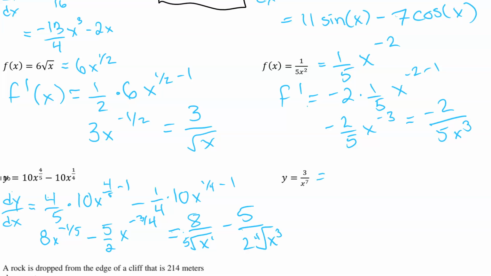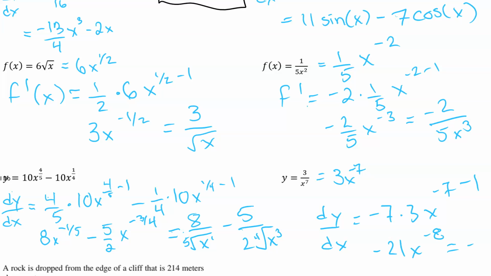All right, last one, rewrite it on the numerator or up top with a negative exponent. Do your derivative. You've got negative 7 times 3, x to the negative 7 minus 1, or negative 21, x to the negative 8, or negative 21 over x to the 8th. All right, go ahead and try the I do sections, which starts with this next problem.